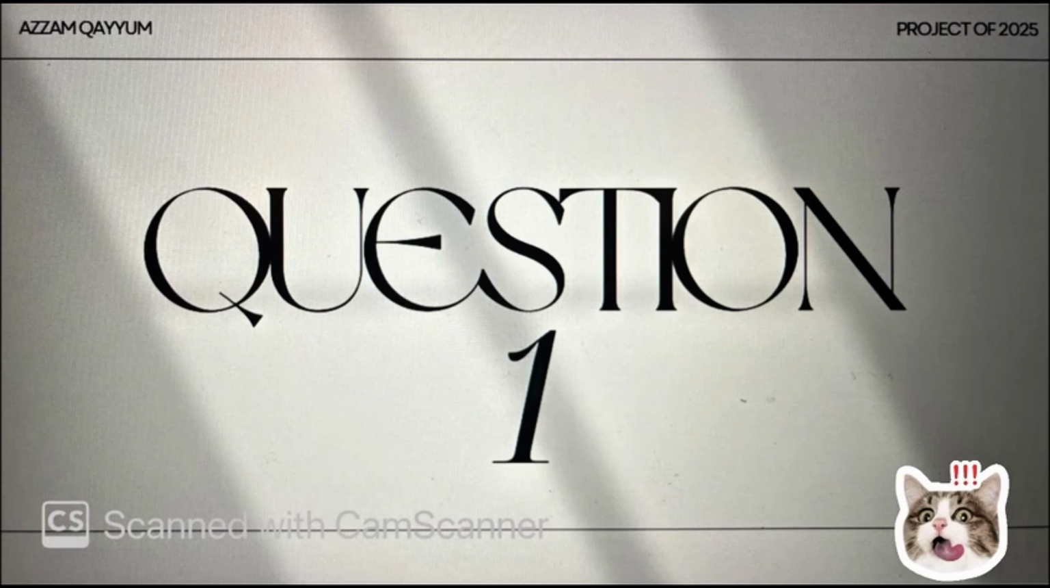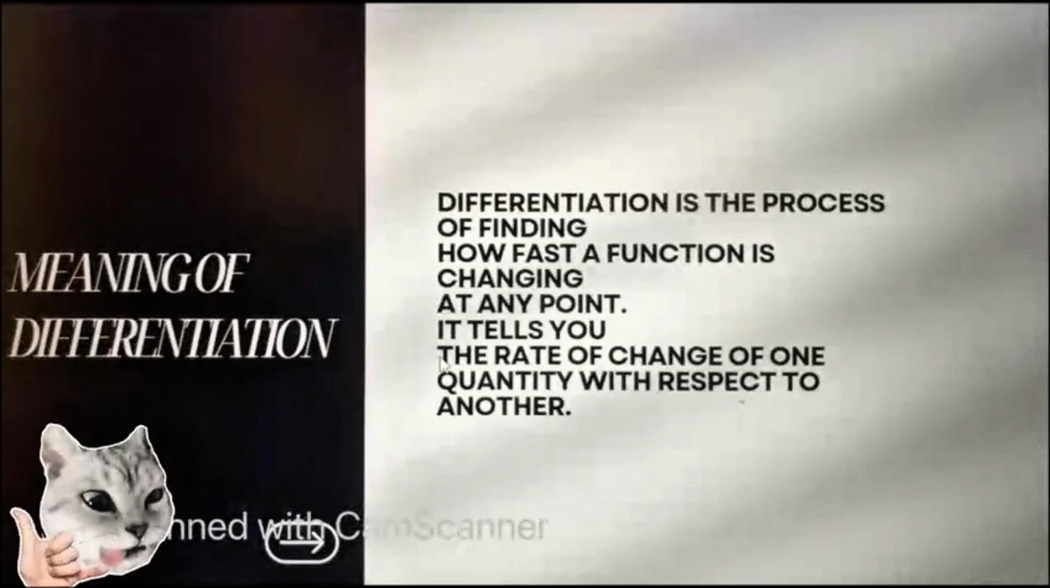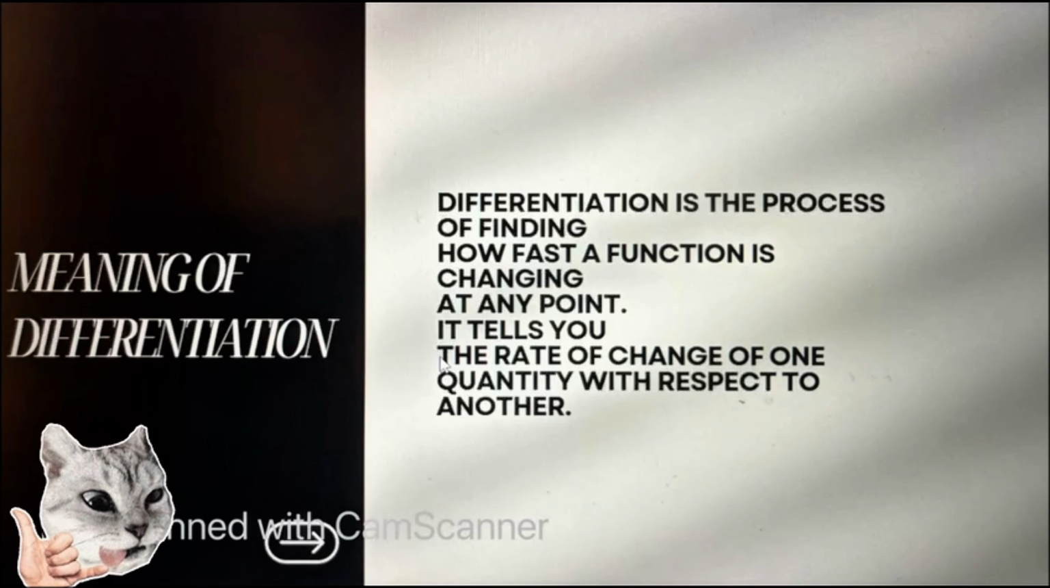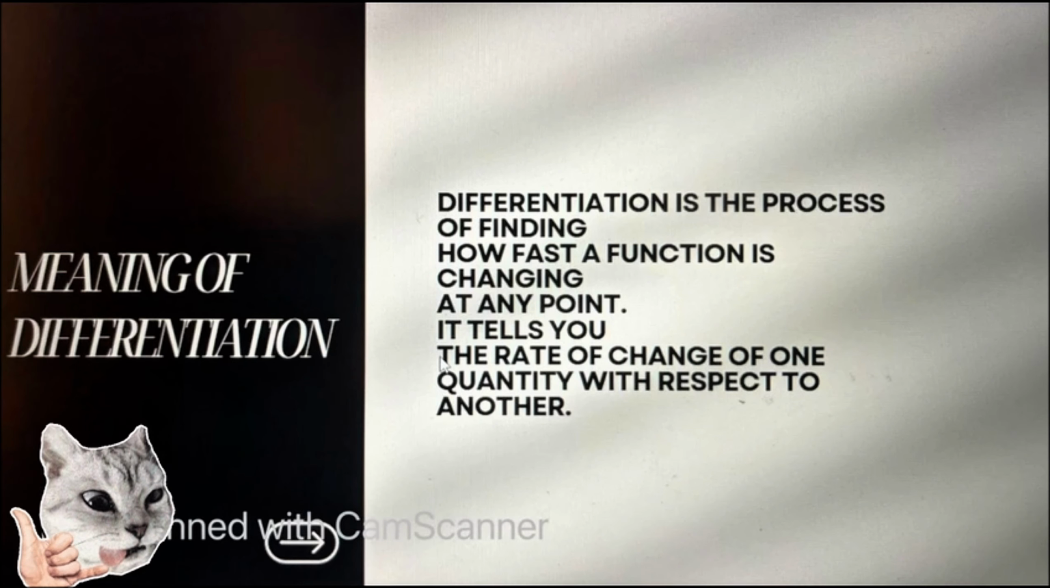Question number 1. Meaning of differentiation and what are the techniques of differentiation? Differentiation is the process of finding how fast a function is changing at any point. In simple words, it tells us the rate of change of one quantity with respect to another. For example, speed is the rate of change of distance with respect to time. Differentiation allows us to calculate the speed at any exact moment.